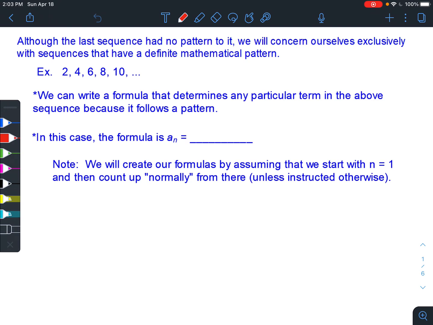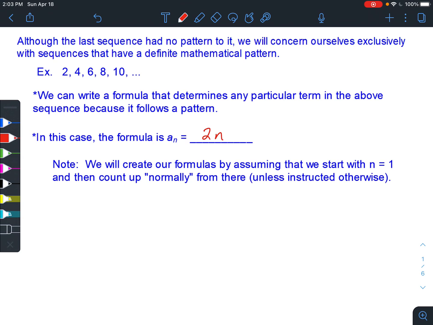So a very simple basic one is 2, 4, 6, 8, 10, and so on. Of course, we can keep going with that. Now we can write a formula that determines any particular term in the above sequence because it follows a very definite pattern. In this case, the formula is a sub n equals, well, 2 is the first term, 4 is the second, 6 is the third. So notice we're simply taking 2 times the position number, so 2n in our case here.